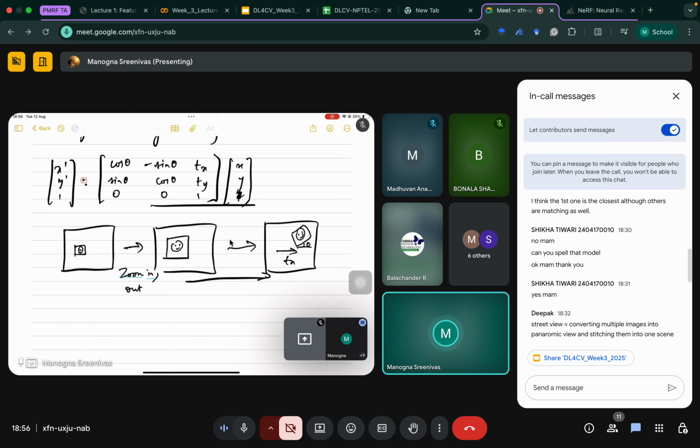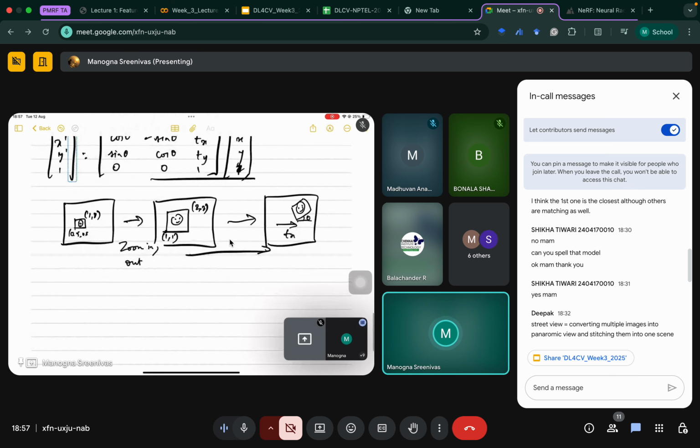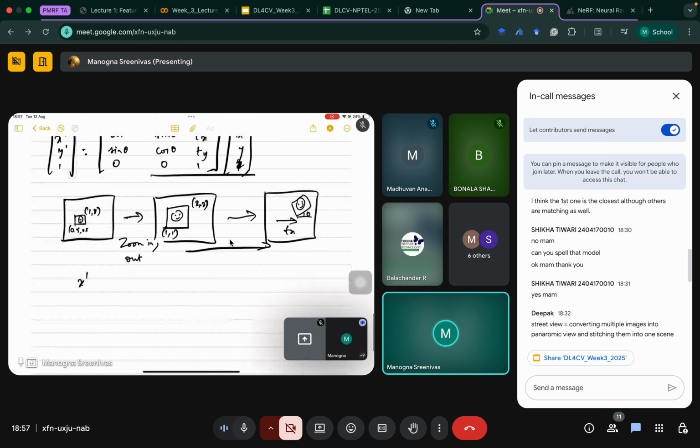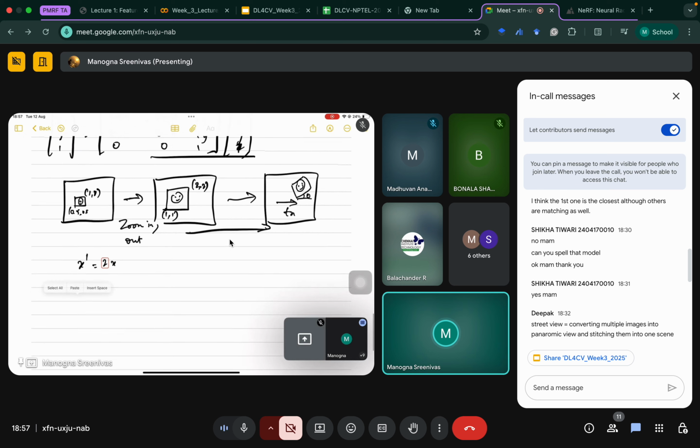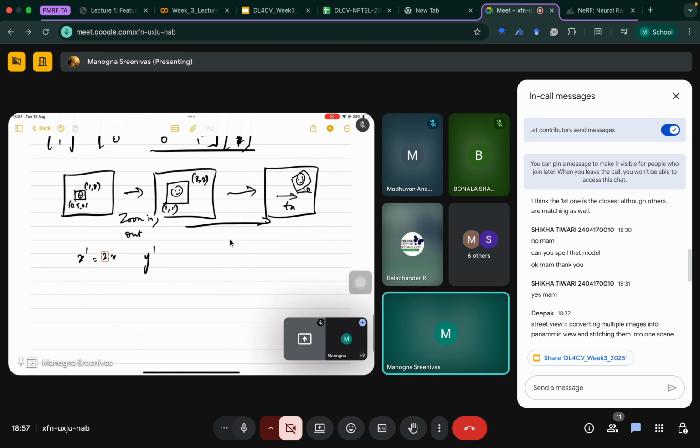Suppose the coordinate here earlier was 0.5, 0.5 and this was 1 comma 1. Now I want this to be 1 comma 1 and this to be 2 comma 2. How would I do this? Whatever was at 0.5, 0.5 will now be at 1 comma 1, and whatever was at 1 comma 1 will now be at 2 comma 2. So my x prime from here to here would be 2x and y prime would be 2y.